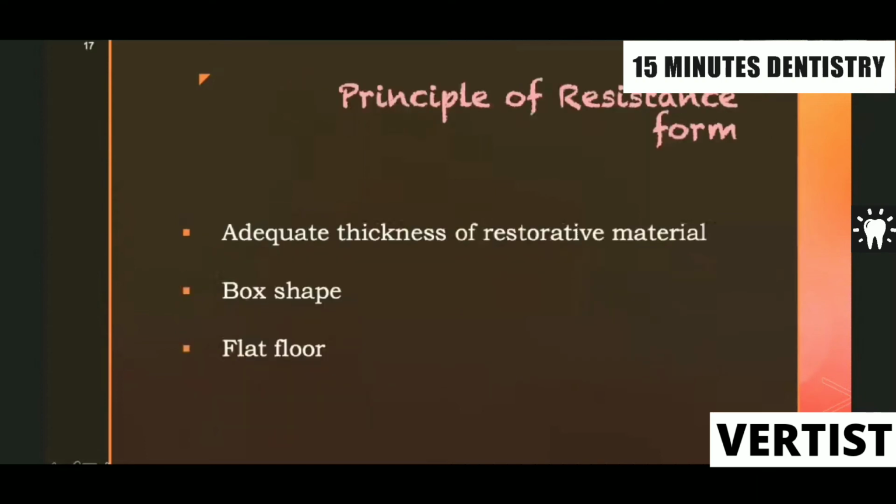Right? Now, how do you do this? There should be adequate thickness of restorative material. There should be a good box shape and there should be a flat floor. So you should know how much thickness of the restorative material: for amalgam, how much you require; for composite, how much you require; for glass ionomer, how much you require. Then the shape of the cavity should be box shaped. It should be a flat pulpal floor. It should not be a rough floor. Right? These are very, very important things.